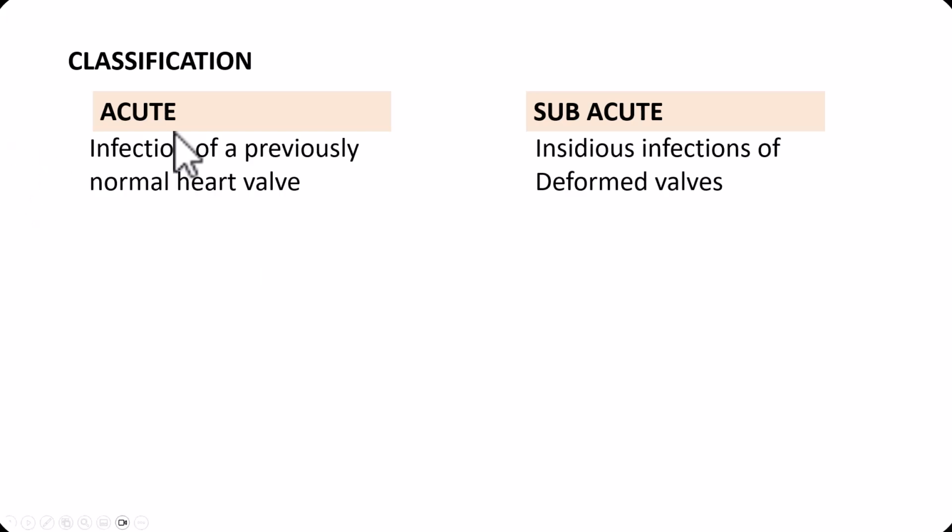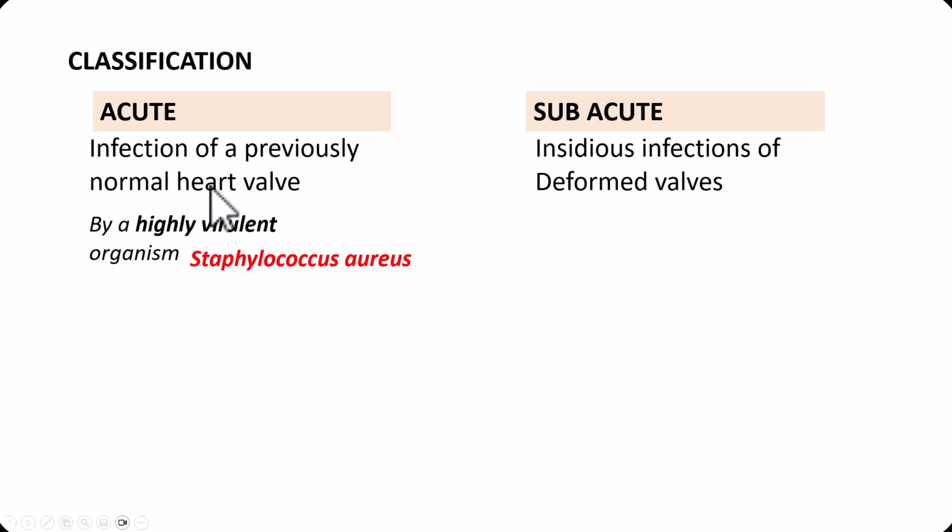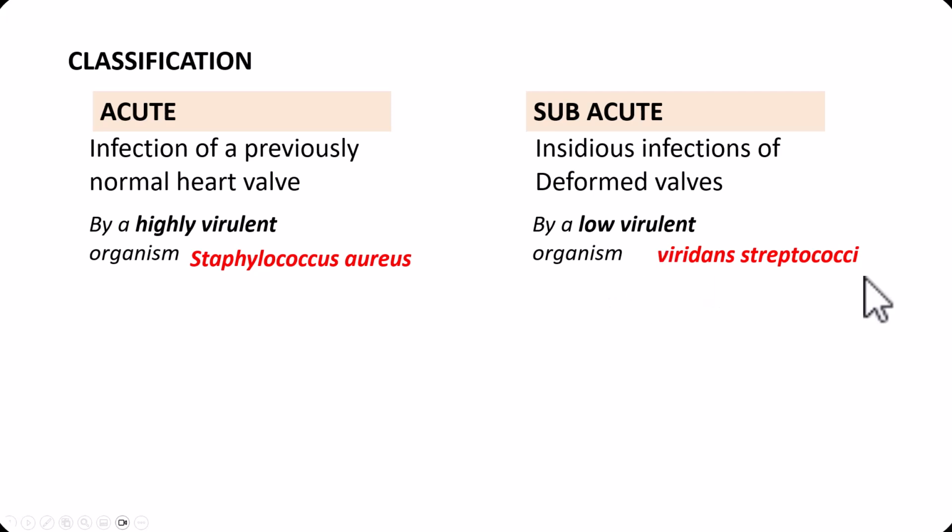Broadly, infective endocarditis is categorized into acute infective endocarditis and subacute infective endocarditis. The acute infective endocarditis is usually infection of a previously normal heart valve, whereas subacute infective endocarditis is an insidious infection of the deformed valves. The normal heart valves are infected by a highly virulent organism like Staphylococcus aureus, whereas subacute endocarditis is usually caused by a low virulent organism like Viridans streptococci.